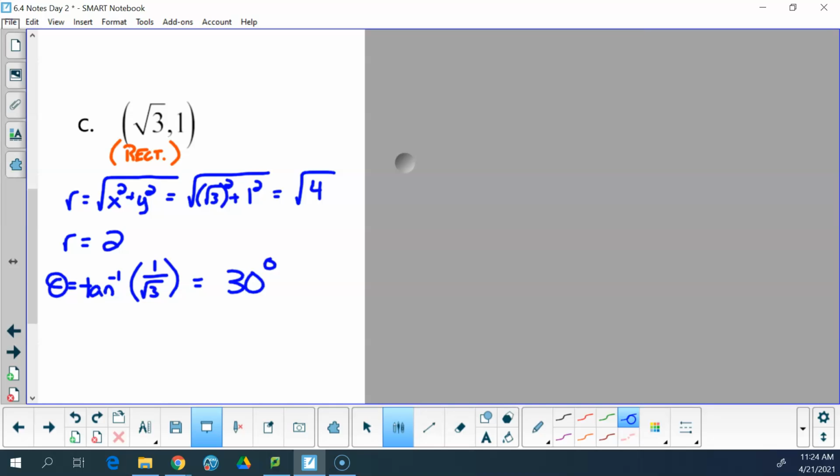Okay. Which quadrant is this particular point in? Quadrant 1, because it's positive, positive. So that means our reference angle is, in fact, our angle. Okay? So the polar point here would be the point 2, 30 degrees. We would also accept 2, pi over 6.